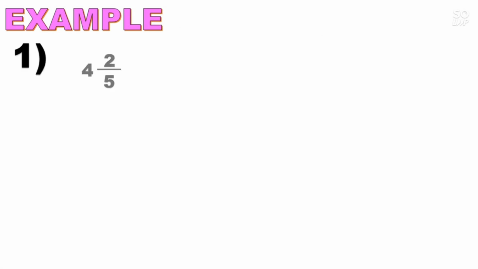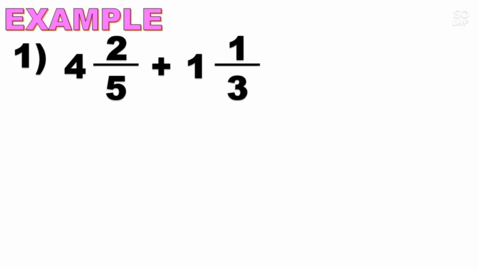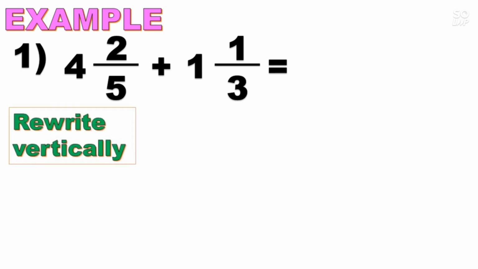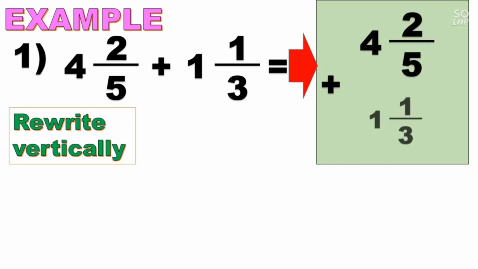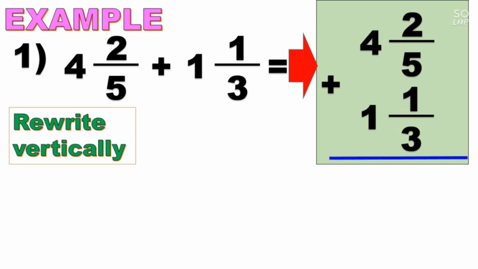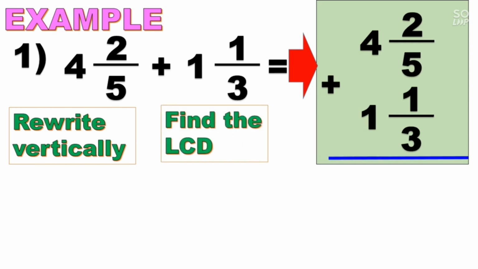Okay, example number 1. 4 and 2/5 plus 1 and 1/3 is equal to. Okay, so kung mapapansin nyo, yung dalawang proper fraction natin, which is 2 over 5 and 1 over 3, ay magkaiba ng denominator. Okay, dissimilar fraction. So, ang gagawin po natin is to rewrite vertically. It becomes 4 and 2/5 plus 1 and 1/3. Okay? And then, after that, find the LCD. Kukunin natin yung least common denominator kasi magkaiba sila ng denominator. Kailangan pareho sila ng denominator. So, find their equivalent fractions.